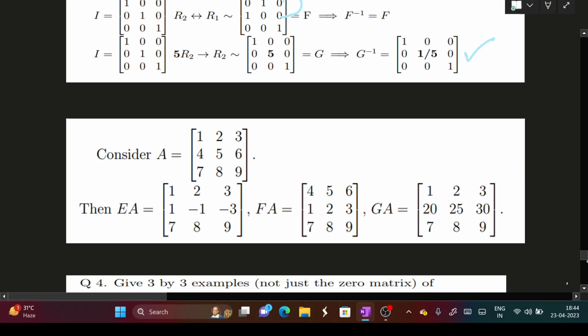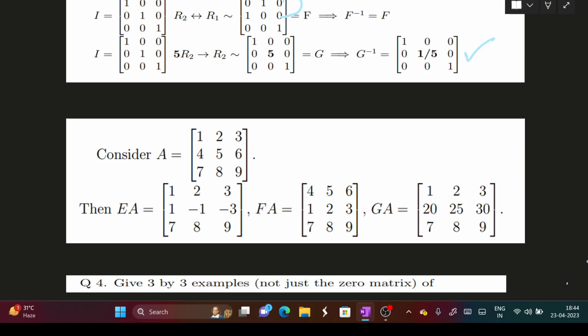Now what are the effects of these elementary row operations or elementary matrices? If any elementary matrix is multiplied from the left side of a given matrix, then a row operation takes place, and if it is multiplied from the right hand side, then a column operation takes place.